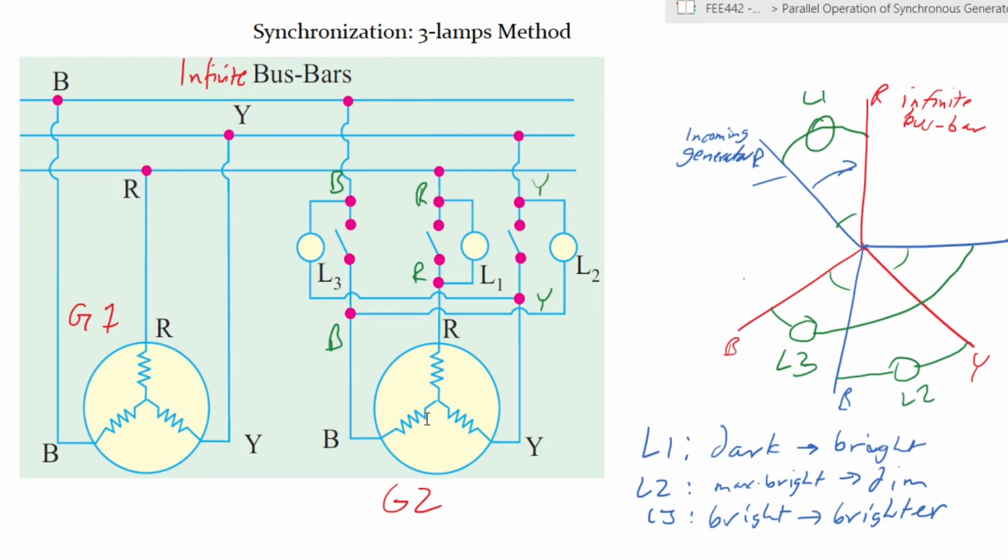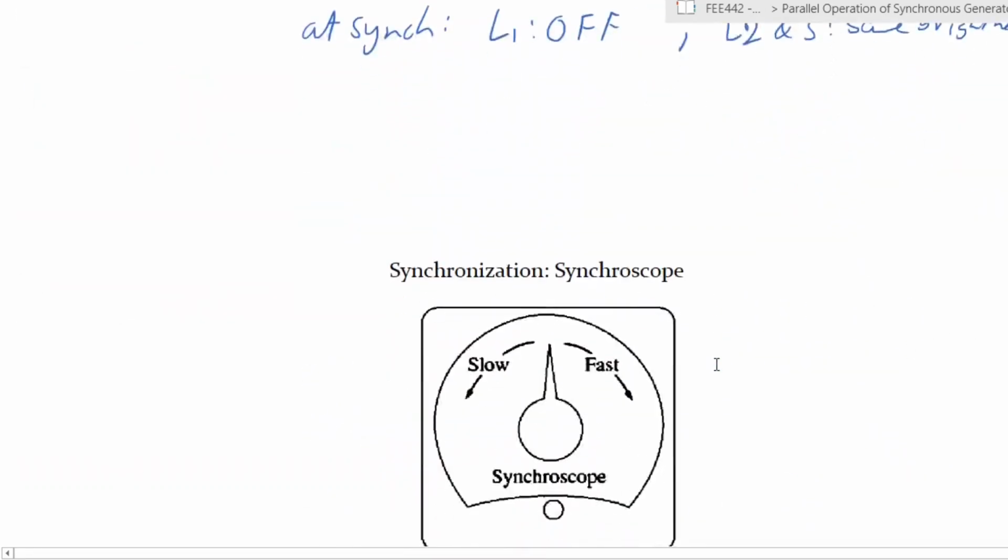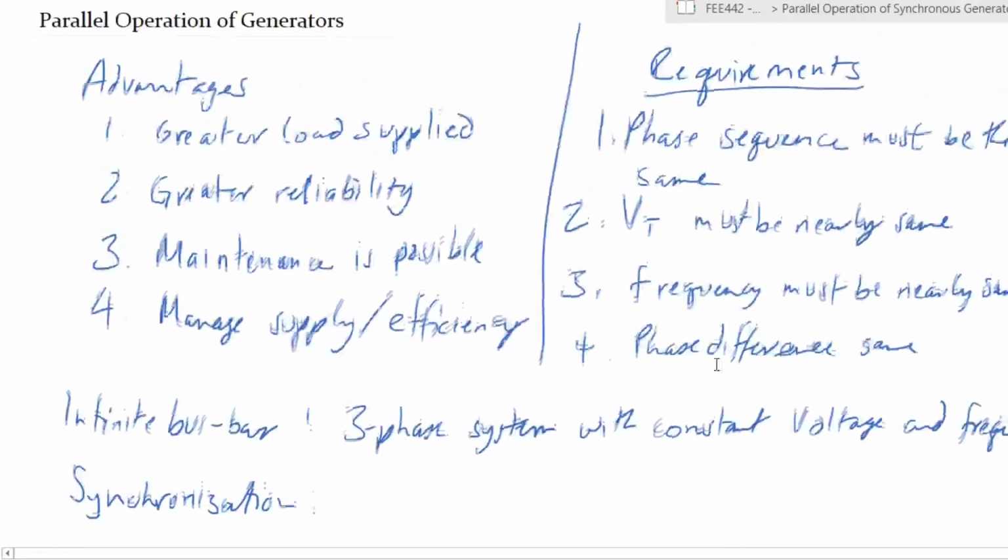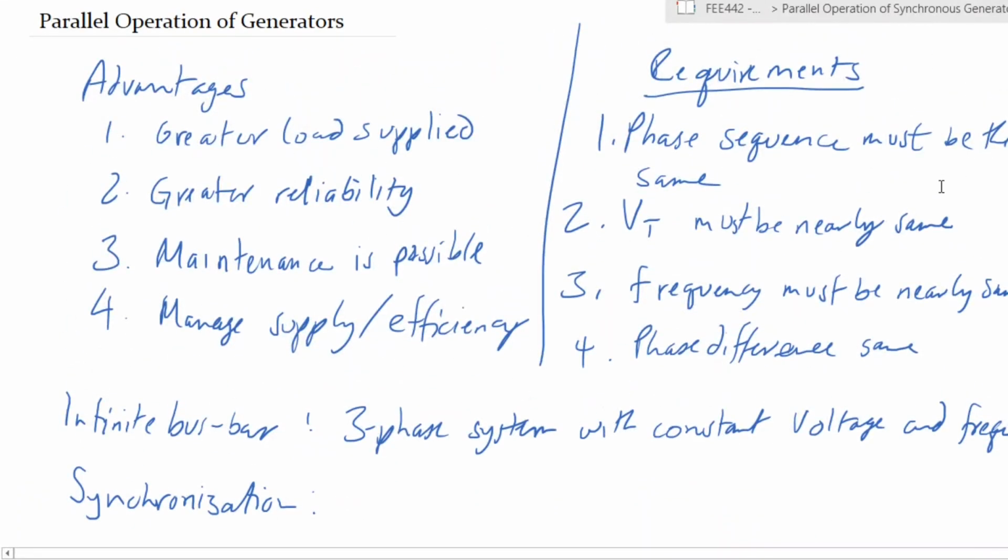I may not have mentioned that the process of synchronization, of course, involves speeding up or slowing down the generator's prime mover so that it is matching the speed and frequency of the busbars. Okay, so that's mainly it about synchronization and the conditions we require in order to run generators in parallel.